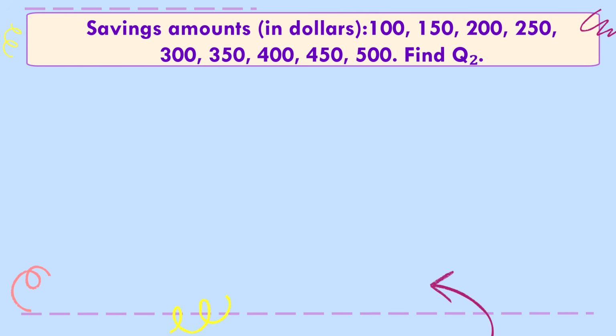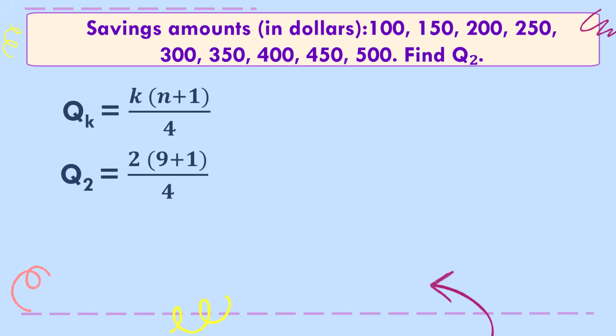The savings amounts in dollars are $100, 150, 200, 250, 300, 350, 400, 450, and 500. Let us identify quartile 2. Quartile k with k equal to 2. The number of amounts is 1, 2, 3, 4, 5, 6, 7, 8, 9. So we have (9 plus 1) over 4. 9 plus 1 is 10. 10 times 2 is 20, divided by 4.